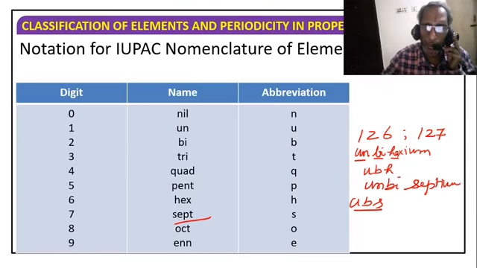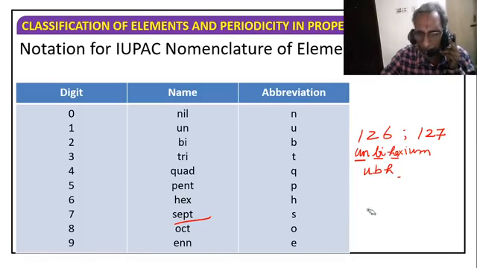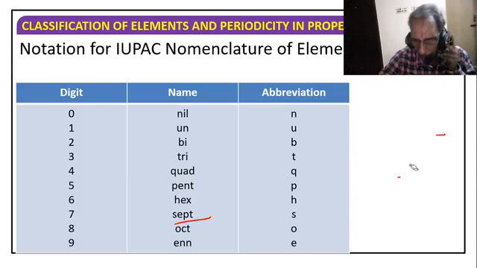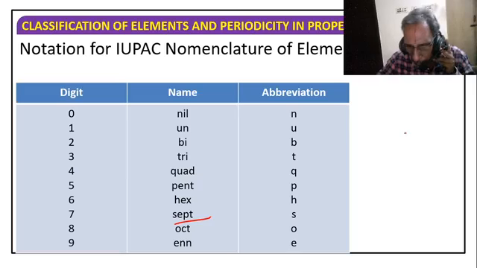Here we are discussing the IUPAC nomenclature of elements with atomic number more than 100. This has to be noted. Please make a note. Many of you have given the right choices.